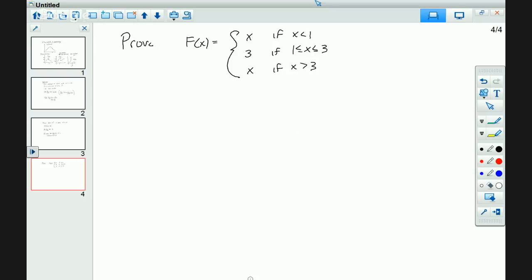To prove that the function is continuous at x equals 3, discontinuous at x equals 1. I'll show you the graph afterwards. We're just going to do this one completely algebraic.